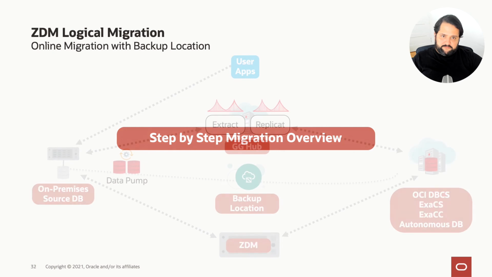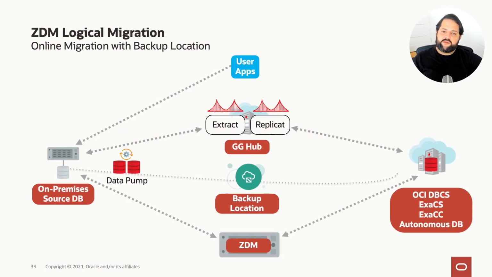Right. So first, let's look at the architecture. We have here the application connected to your on-premises database, ZDM connected to both the source and the target, and a backup location in the middle. If you're migrating, let's say, to Autonomous Database, in this case the backup location will be the object store. Then you have a GoldenGate Hub running in an OCI compute node with two microservices: an extract that is capturing transactions from the source database, and a replicat that is feeding out of the trail file generated by the extract and synchronizing the target database, which is the Autonomous Database, of course.